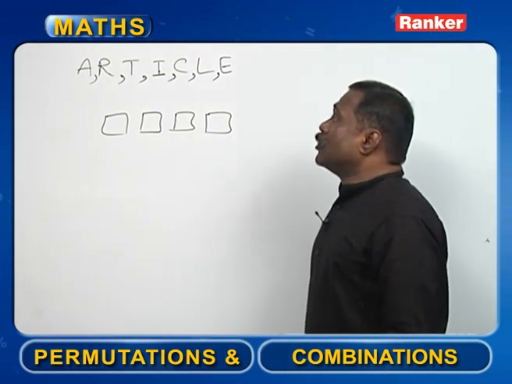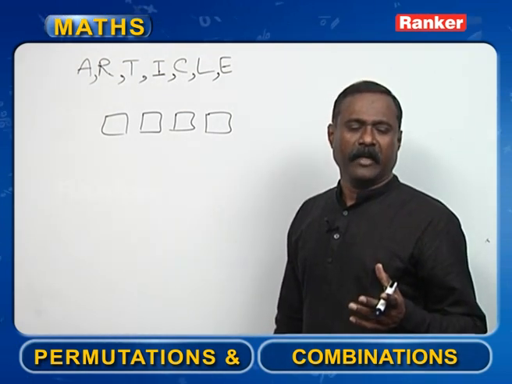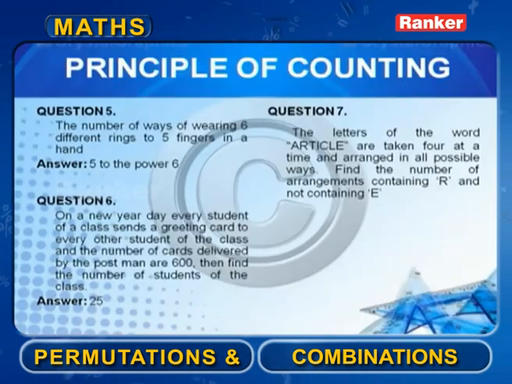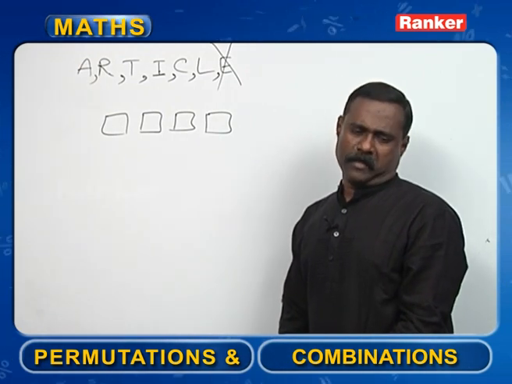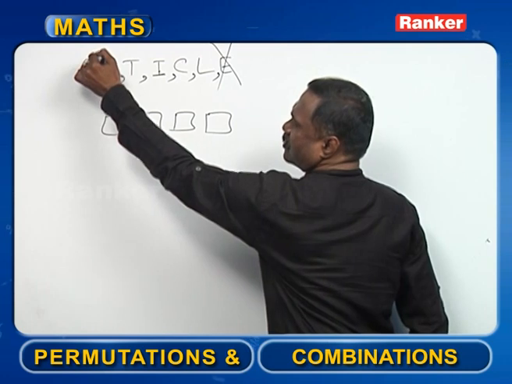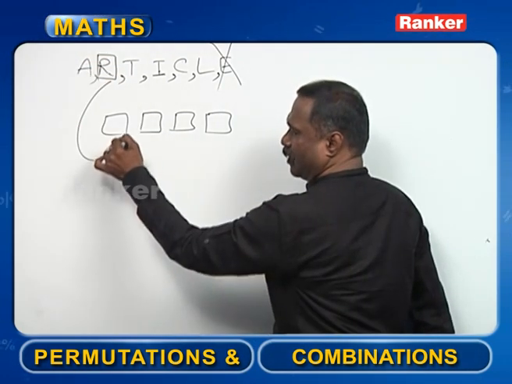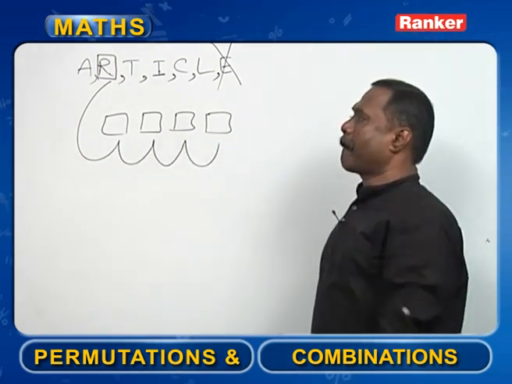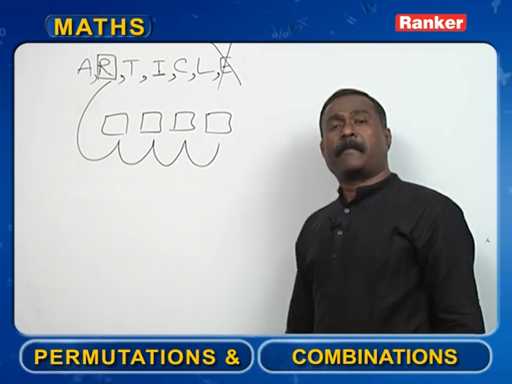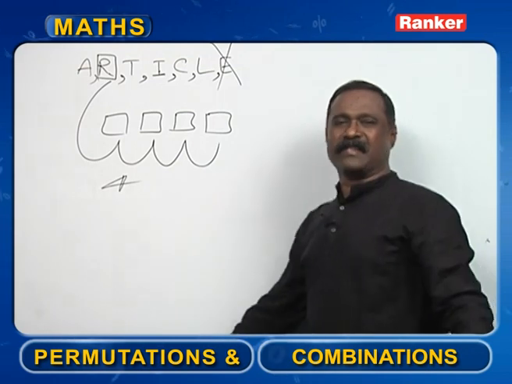So what you have to do first of all is fulfill the restriction given. What is the restriction given there? It must contain R and it should not contain E. That means E is to be avoided, and R must be there. So you have to take this R, and R should be placed either here or here or here or here. So R can be placed in how many different ways? 4 different ways. R is placed now.